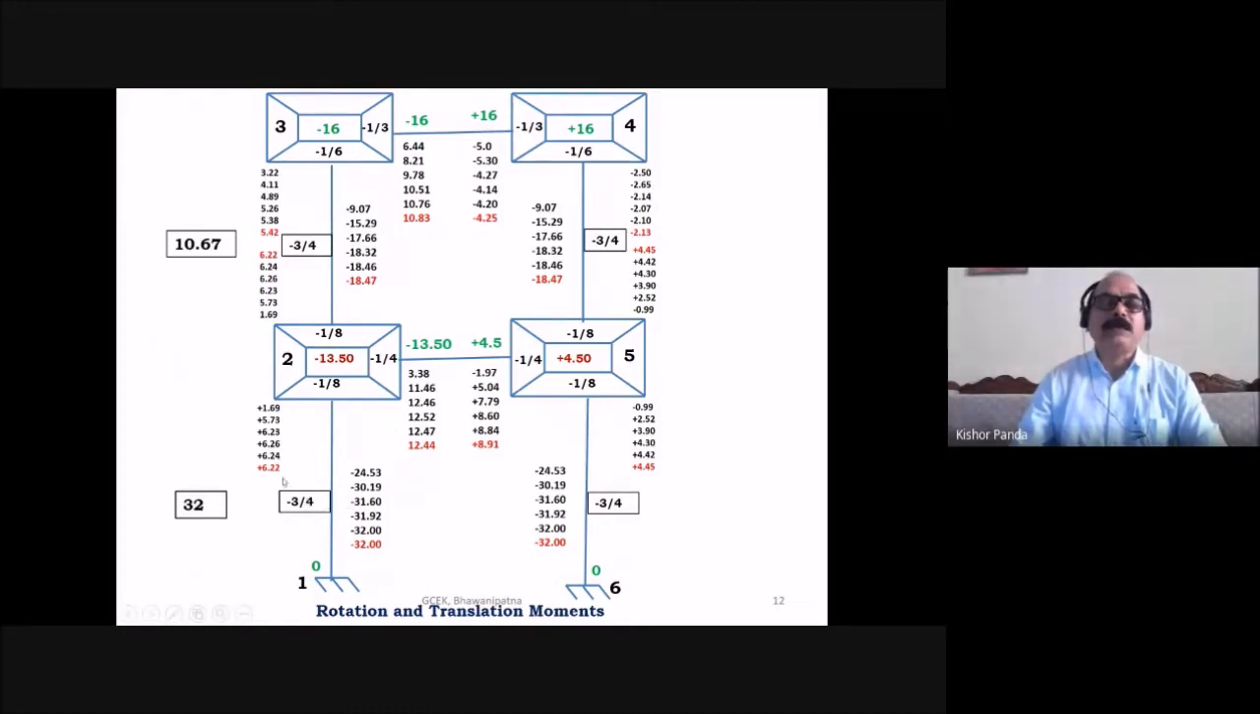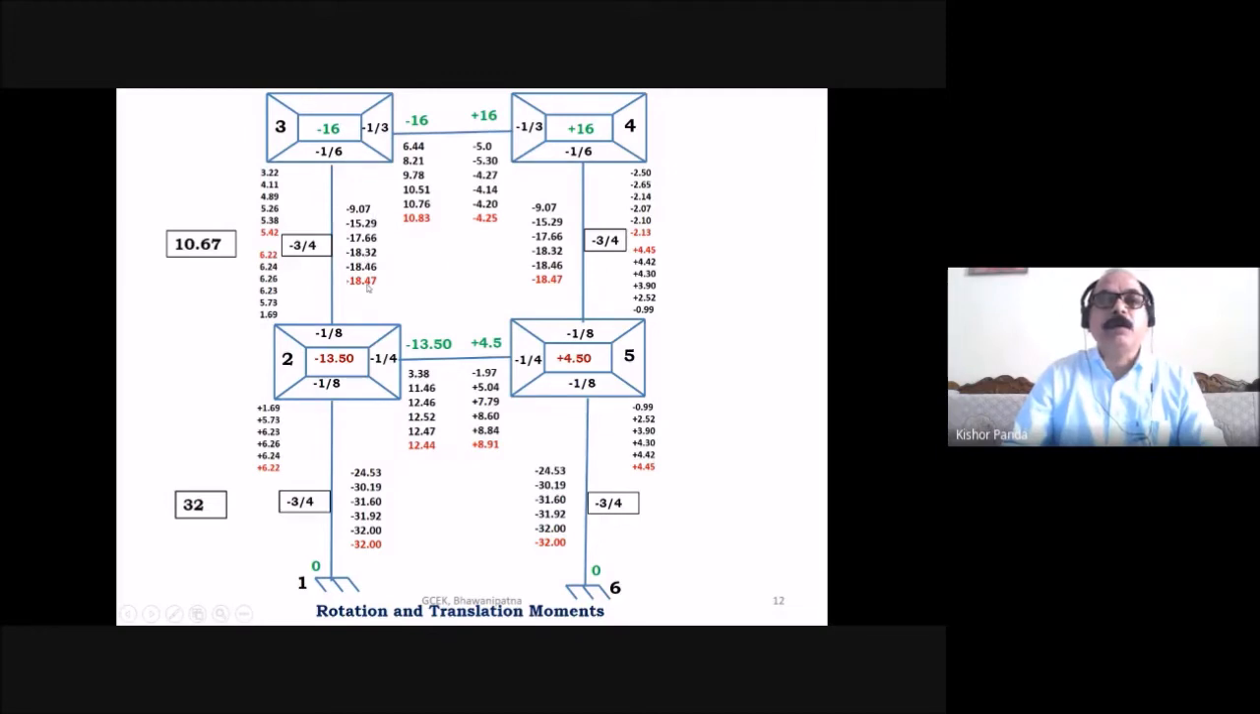Then again you start the second cycle from joint 2, finding the near end rotational moment, then again at joint 5, then joint 4, then joint 3 in the second cycle. After getting the near end rotational moments in the second cycle at joints 2, 5, 4, 3, you again find out the translational moment in the second story and in the first story. The second cycle is over. In a similar way you find out the rotational and translational moments. So you see here, these are the translational moments. The translational moment you always put just on the inner side of the column, at the midpoint.